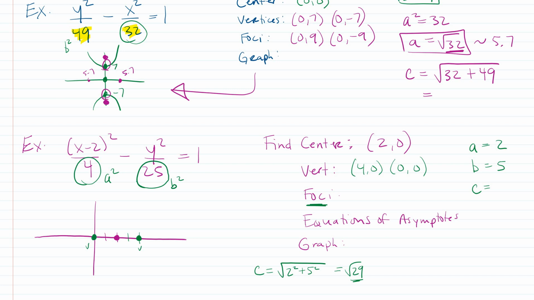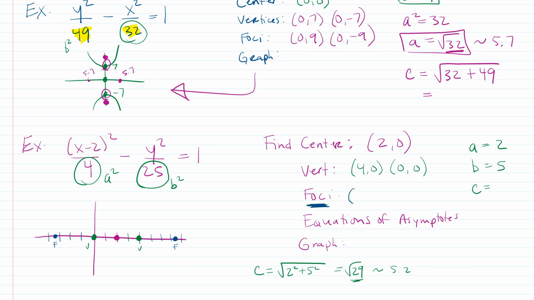Then our foci are going to be square root of 29. Now I realize that's about, I don't know, 5.2-ish maybe. And that's the distance from our center. So our foci are going to be 1, 2, 3, 4, 5-ish from the center. So we can go to the left, 1, 2, 3, 4, 5-ish from the center.